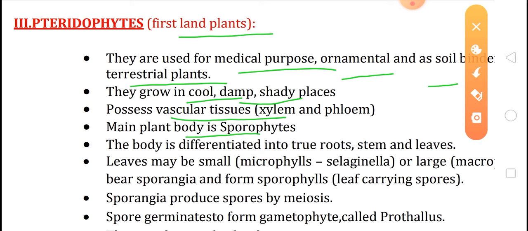The sporophyte is 2n, the diploid stage. The body is differentiated into true roots, stems and leaves. We can easily determine whether it is a root, a leaf or a stem. We cannot differentiate into root, stem and leaves in thallophyta, but in pteridophytes we can easily differentiate.